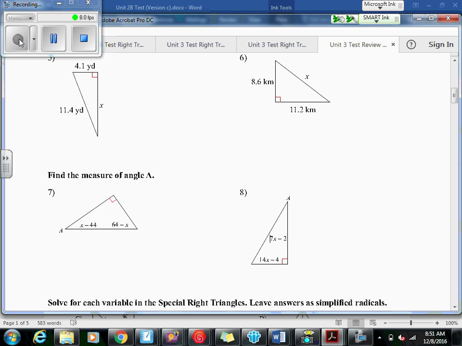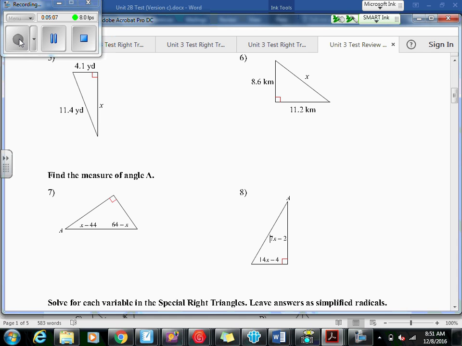Okay, for the directions on number 5 and 6, it says for us to solve for x and then round the answer to the nearest tenth. Now, when I look at these two problems, immediately what I see is that I've got a right triangle, and I know the length of two sides of those right triangles. So automatically my mind says, this is a Pythagorean theorem problem. So I'm going to go ahead and use the Pythagorean theorem to solve it.